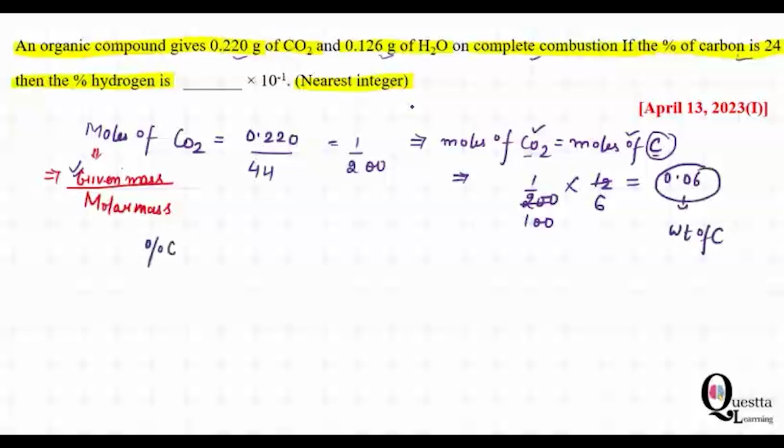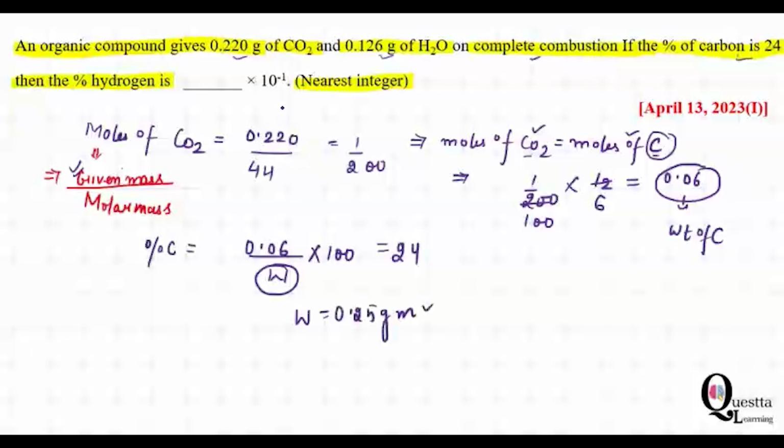If you want to find the percentage of carbon, we have calculated the 0.06 weight, but the total weight of the hydrocarbon we don't know, so we have to multiply with this. The percentage of carbon is already given in the question, 24. So from here we can calculate the weight of the hydrocarbon. If you solve this, it comes out to be 0.25 gram. This is the amount of hydrocarbon.